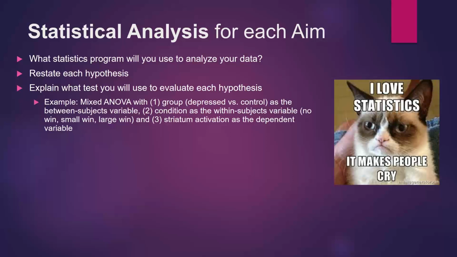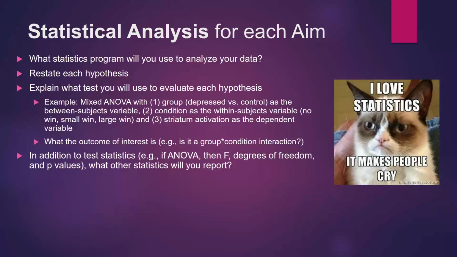You want to be as clear as possible as to what effect you're looking for, because you want to gain reviewers' confidence that you understand statistics and know how to analyze your data correctly. So what is the outcome of interest? Is it a group by condition interaction? Is it something else? Is it a main effect of group?